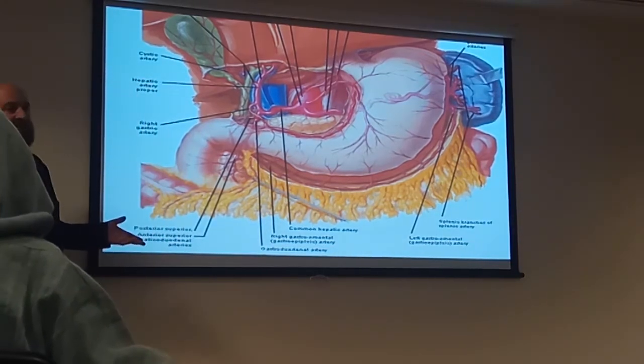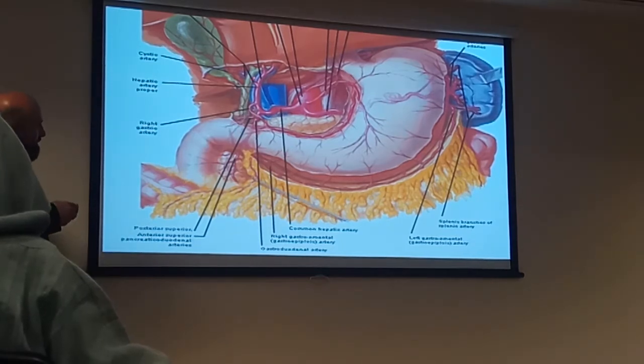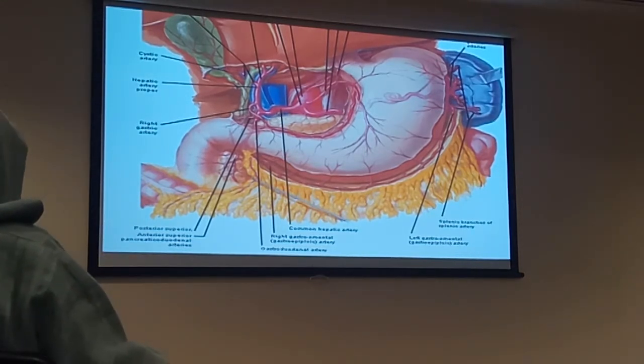What are the borders of Calot's triangle? Cystic duct, common hepatic duct, and the border of the liver, right? Yes. You know this. Right.